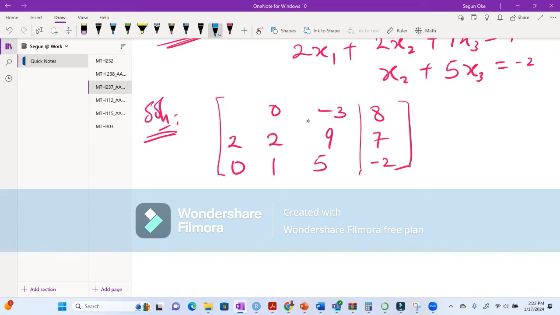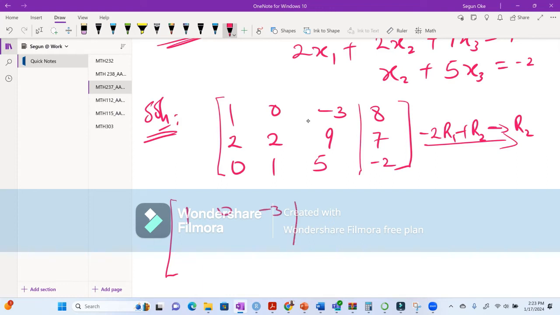So in this case we proceed, so we can now create zeros in all entries below our pivot point. So how do we do that? It's still the same reduction. You agree with me if I said minus 2 times row 1 plus row 2 gives me the new row 2. So how do we do that? It's very simple. Row 1 will remain the same, 1, 0, minus 3, 8.